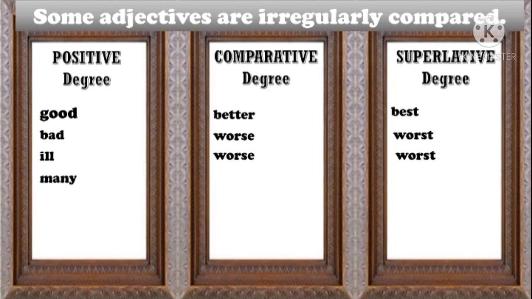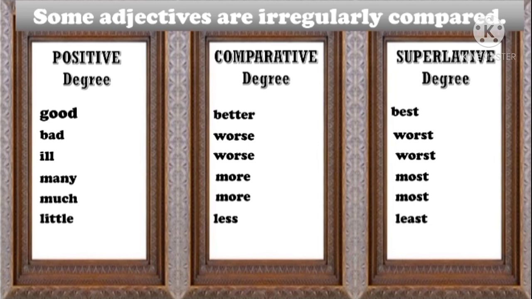The word many, in comparative degree, it is more, and in superlative degree, it is most. Same with the word much. The comparative degree is more, and the superlative degree is also most. The word little in positive degree is less in comparative degree, and least in superlative degree.